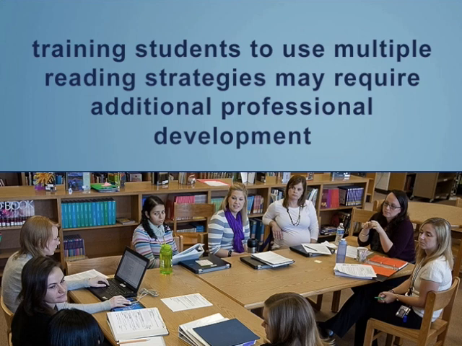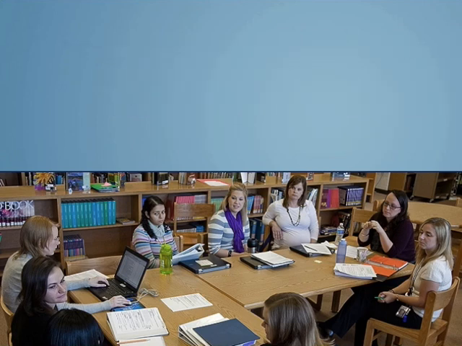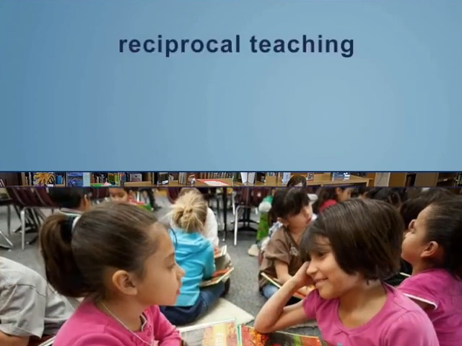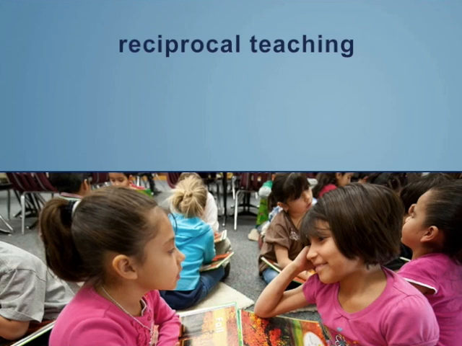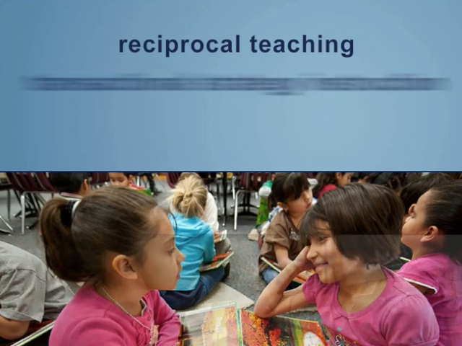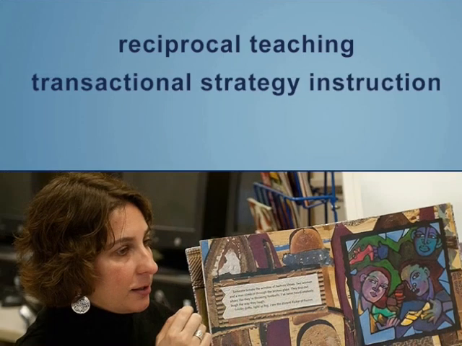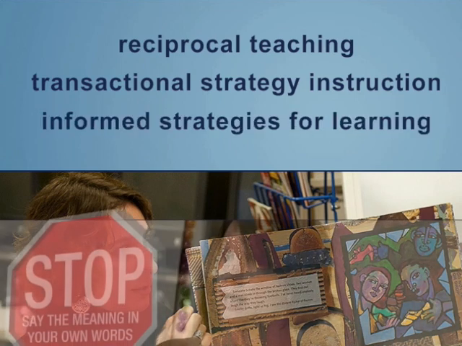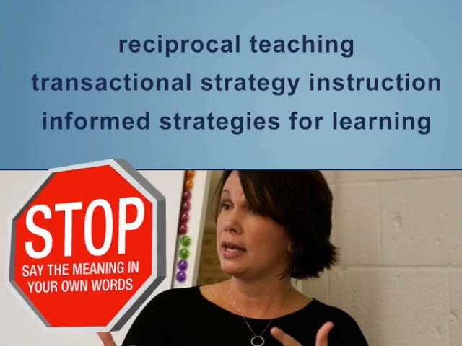reading comprehension. Approaches to comprehension strategy instruction include reciprocal teaching, whereby students learn to lead discussions about text using 4 reading strategies that have been explained and modeled by the teacher. Transactional strategy instruction, during which teachers model strategies using think-alouds and help students practice the strategy. And informed strategies for learning, whereby teachers display each strategy with a visual metaphor, like a stop sign symbol for stop and say the meaning in your own words.